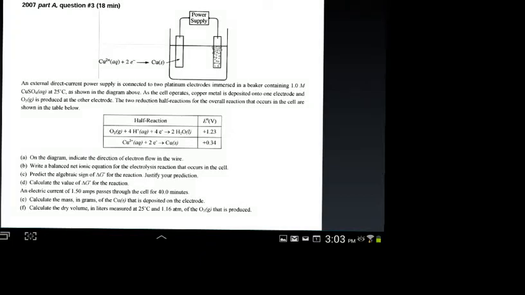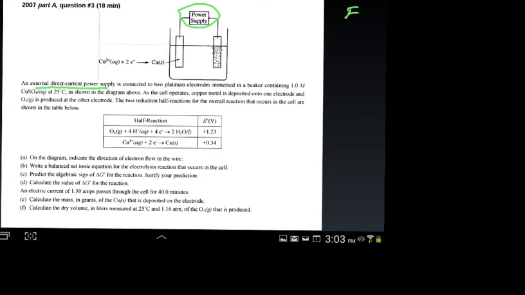We're looking at 2007 Part A, question number 3. Let's see, an external direct current power supply is connected. That's really important, and so is this. What that is saying is it is supplying power. It's a battery or a wall socket or something like that.